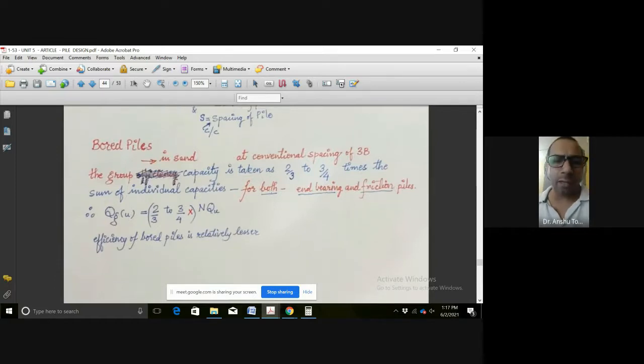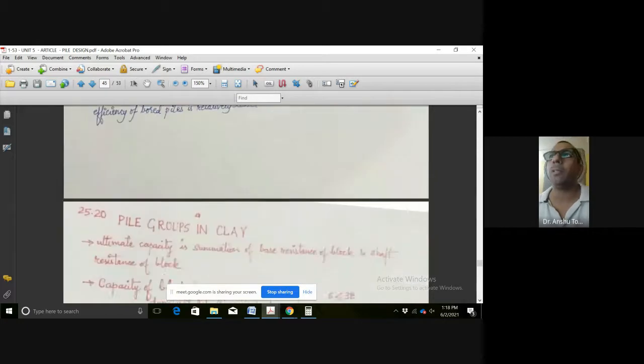It is in between end bearing and friction piles, and is taken as 2/3 to 3/4 times the sum of individual capacities. That means the n times QU you have calculated is very simple. You calculated the individual capacity and multiplied it by n, which is the number of piles. Usually 2/3 or 3/4 of that is taken, and 75% means 3/4, which is the maximum. 2/3 will be about 66%. So 75% of nQU will give you the capacity in the case of bored piles.